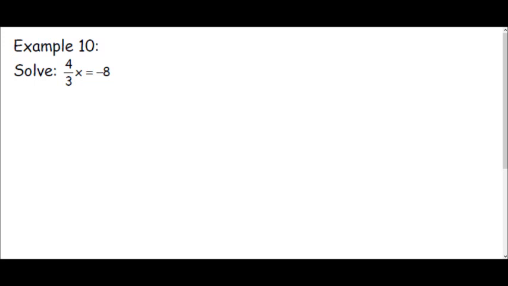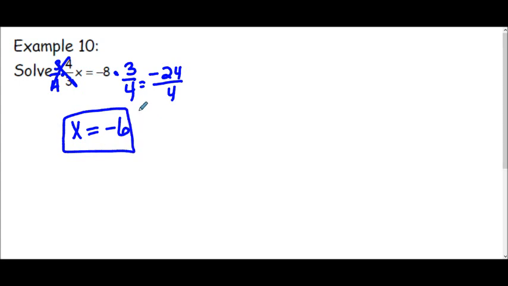Let's start with the reciprocal this time. So, what would the reciprocal of 4 over 3 be? The reciprocal of 4 over 3 means we just flip it, which would become 3 over 4. And we're going to multiply by that 3 over 4 on both sides. That makes the 3s cancel and the 4s cancel, and I'm left with just x. Then I can take the negative 8 times 3, which is a negative 24, and divide that by 4. And what is negative 24 divided by 4? It's negative 6. So that's the faster one-step way of using the reciprocal.